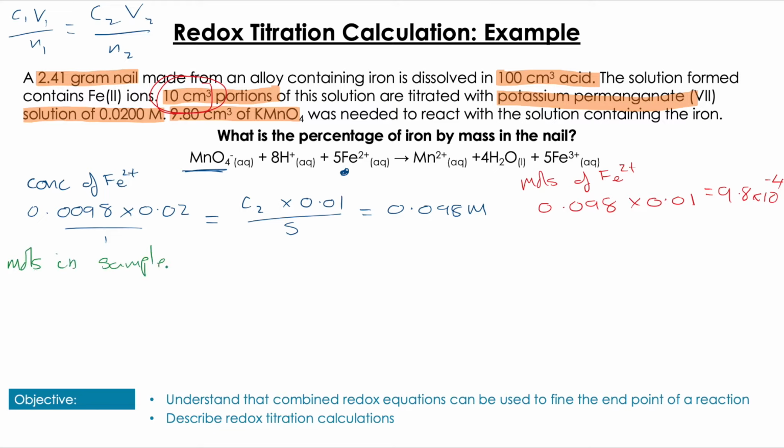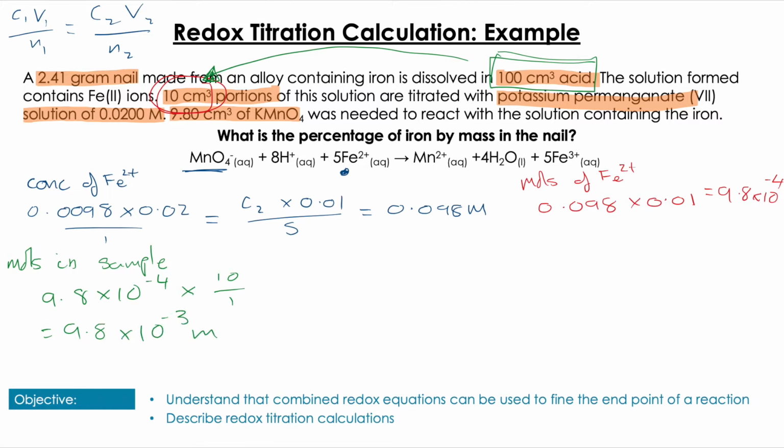Next, I'm going to want my moles in the sample. Now, this is a common step that people forget. Look, we dissolved it originally in 100 centimeters cubed of acid, and we only titrated 10 centimeters cubed portions. So we need to account for the fact that our titration only accounts for a fraction of the initial volume we dissolved it in. So all we need to do here in this case is multiply our number of moles by our ratio, our dilution factor. So we just times it by 10 in this case. So we get 9.8 times 10 to the negative 3 moles.